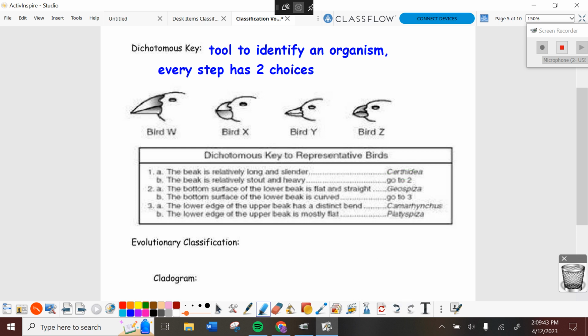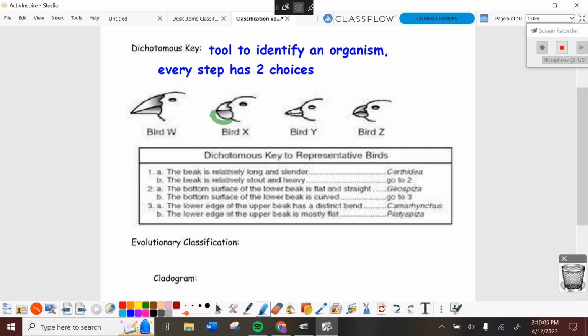X. Okay, so bird X. Again, where do we start? Step number 1. Beak is long and slender, or is it stout and heavy? Stout and heavy. So we go where? Go to 2. Now it says the bottom surface of the lower beak is flat and straight, or is it curved? It's curved. So now where do we go? We have to go to step number 3.